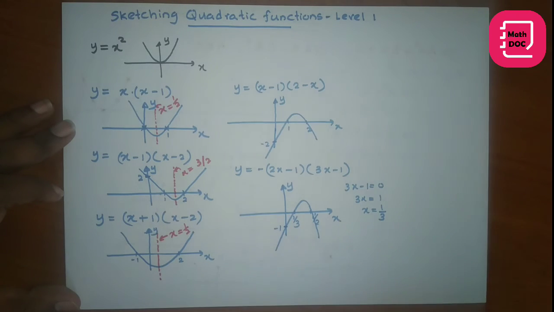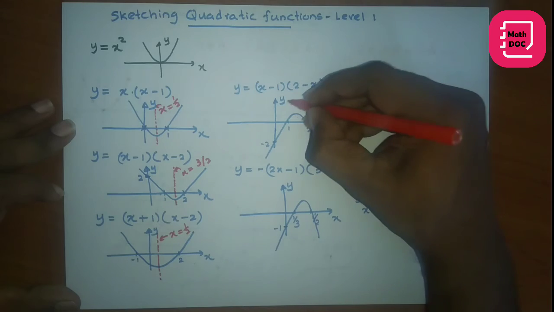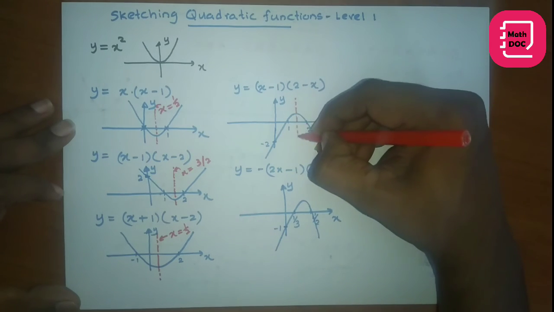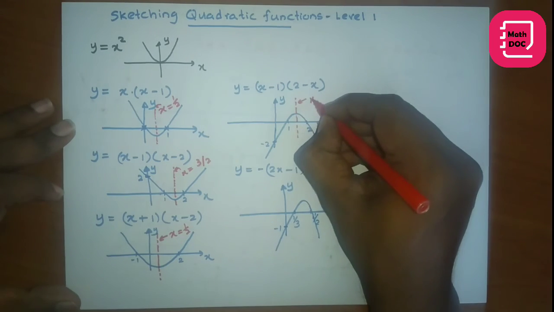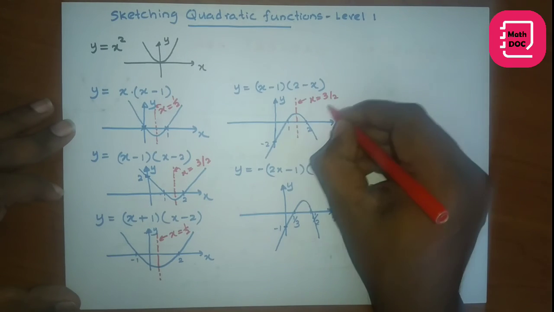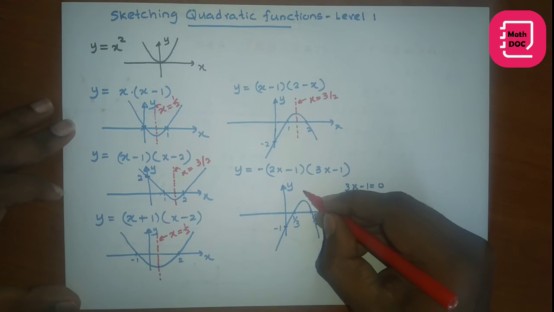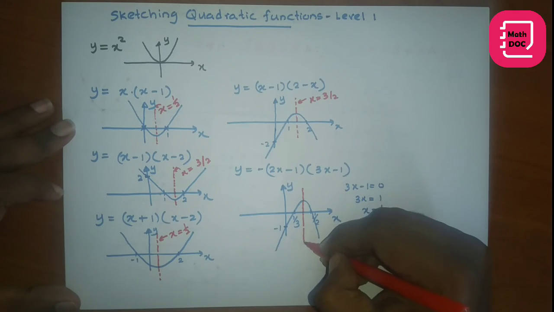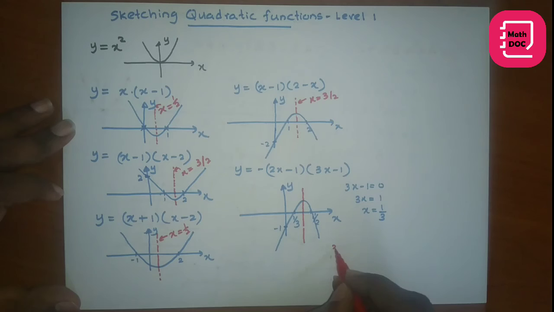Here in this case, the symmetrical axis is the midpoint, x equals 3/2, we obtain (1 plus 2) over 2, 3/2. And here, the symmetrical axis is (1/3 plus half) over 2. Then you can simplify this now. 5/12. That is the symmetrical axis.